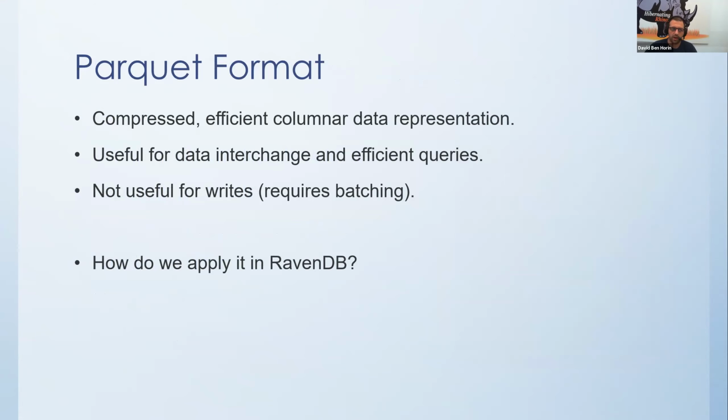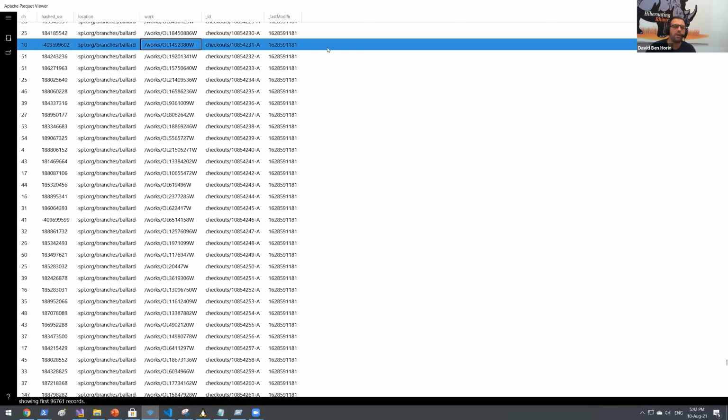And one of them is Parquet. It's a compressed, efficient columnar data representation. It's very good. It's a standard format, so I can use it in many places and locations. It is a very bad format for writing. Why is that? Because you require batching. The way that it basically works is that we take a whole bunch of records.